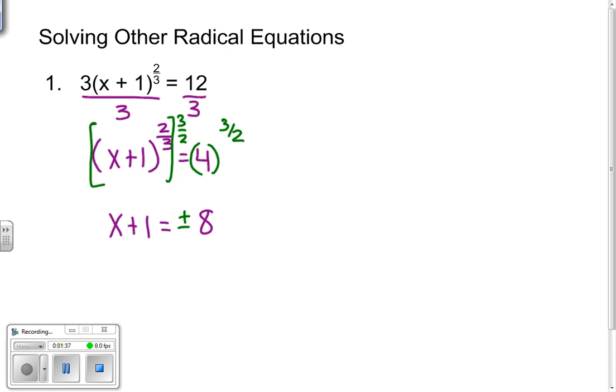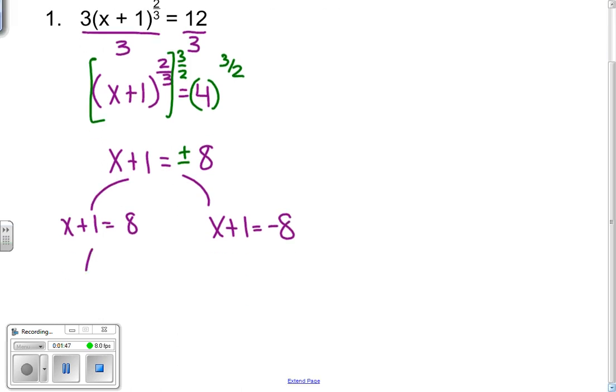That's two separate equations. I'll do this one first. That's x plus 1 equals 8, and that's x plus 1 equals negative 8. Solve them both. Solve one at a time, though. If you solve the one on the left by subtracting 1, you get 7. If you solve the one on the right by subtracting 1, you get negative 9. You still have to check them both.